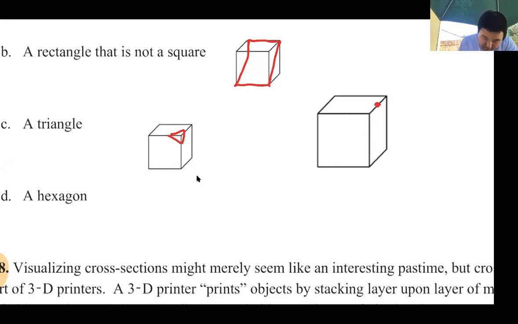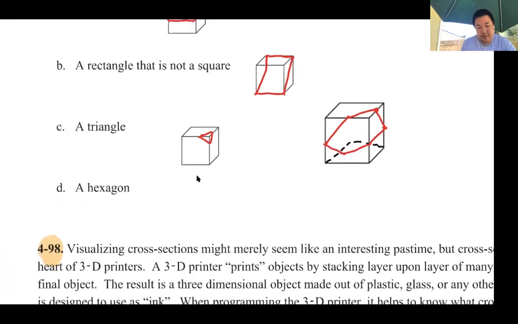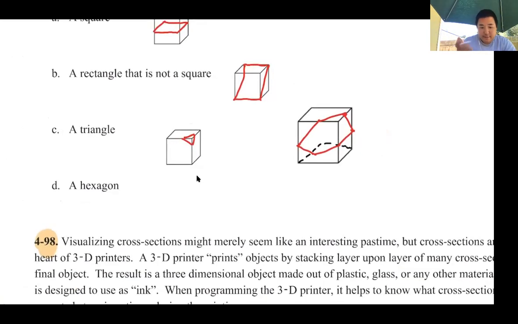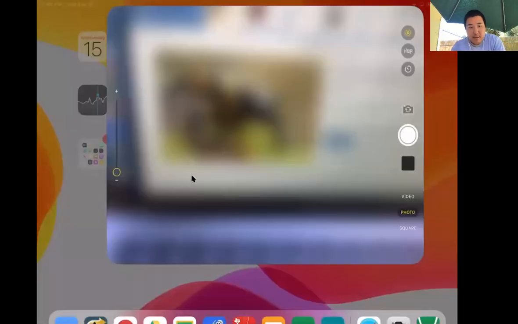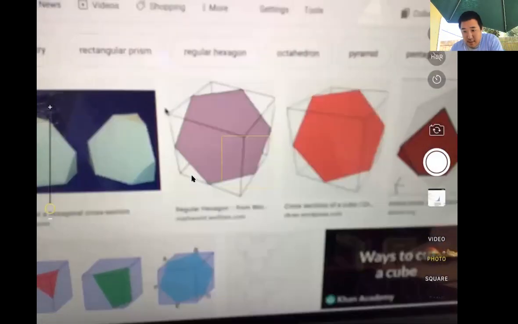I think if you go from here to here to here to there, to here to here to there, there's your hexagon. So you're cutting at an angle against the face. If you don't believe me, there's one right there.